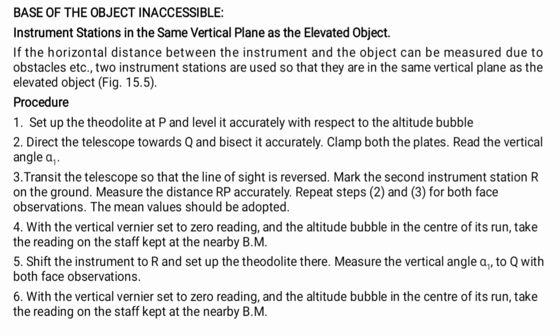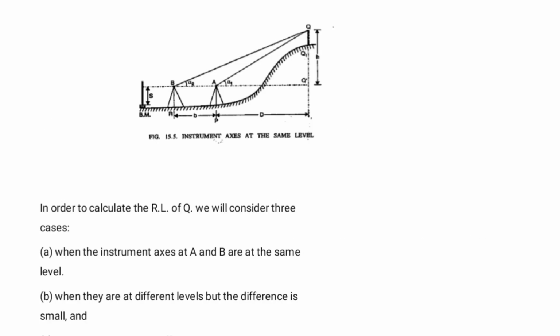Shift the instrument to R and set up the theodolite. Measure the vertical angle alpha 1 to Q with both faces of the observation. With the vertical vernier set to zero reading and the altitude bubble in the center of its run, take the reading on the staff kept at the nearby benchmark. In order to calculate the reduced level of Q, consider three cases: when the instrument axes at A and B are at the same level, and when they are at different levels but the difference is small.